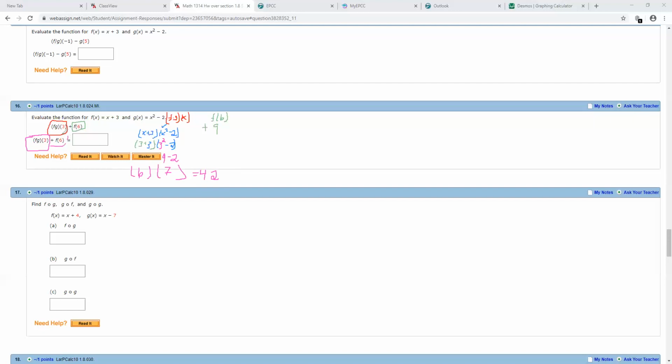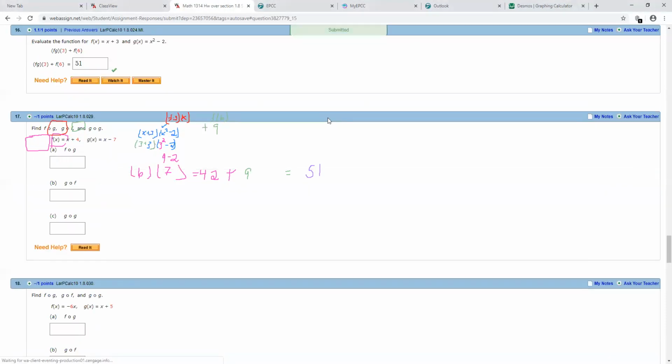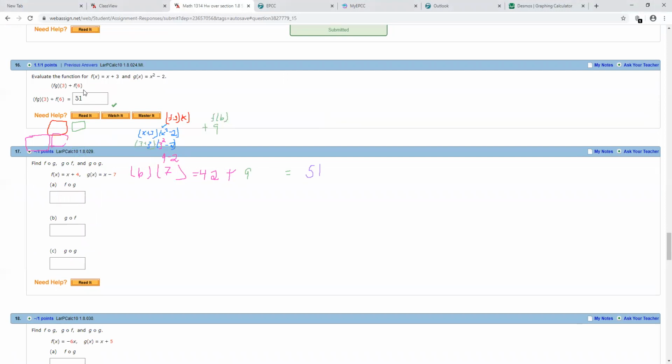Plus f of 6, that was the other piece, which we already did. And that was plus 9. So 42 plus 9 is? 51. And that's what goes right here. And we are correct. Any questions here?